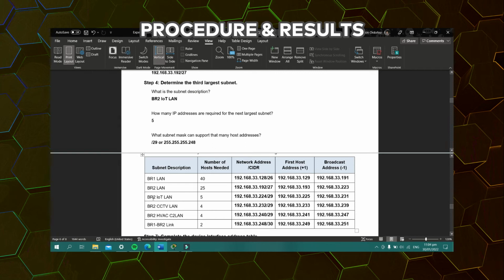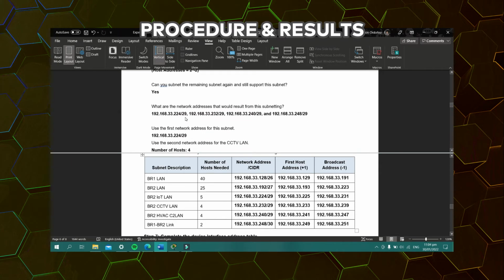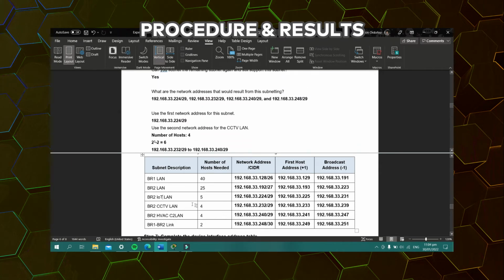The same goes for the remaining subnets. So for example, here at BR2 IoT LAN, the number of hosts needed are 5. So for the first network address, it would be 192.168.33.224/29, and we just add 1, so it becomes 225. For the broadcast address, we would use the second obtained network address, and we would subtract 1, so it becomes 0.231.